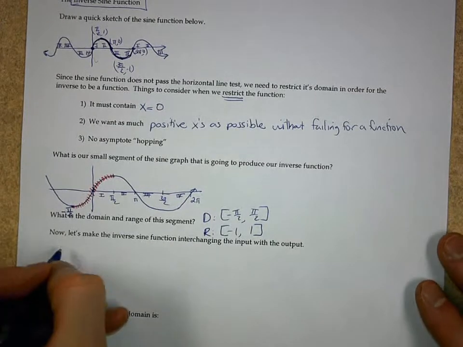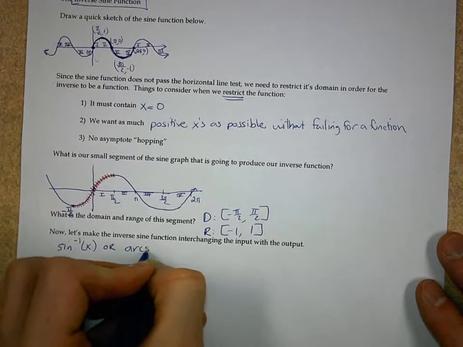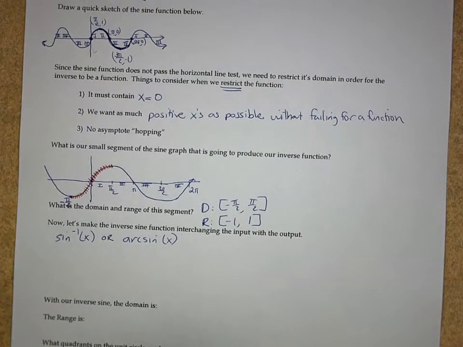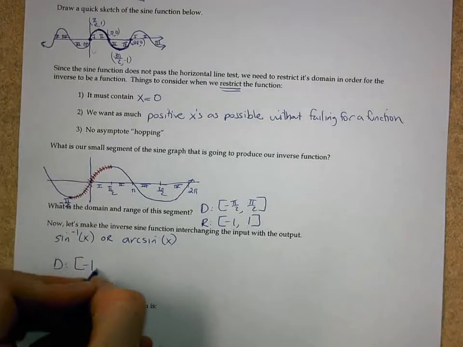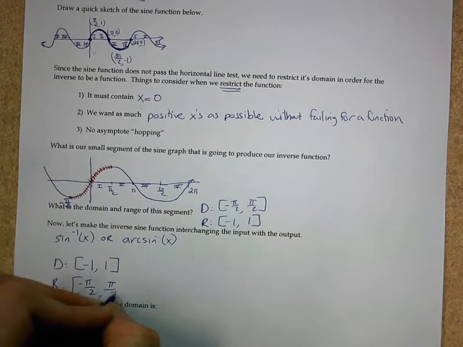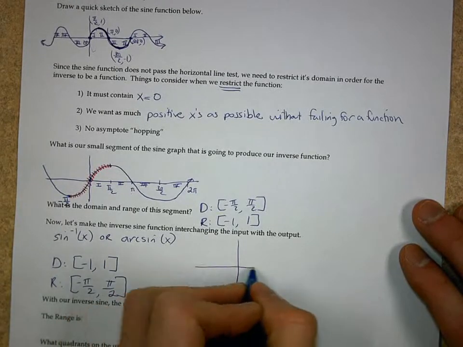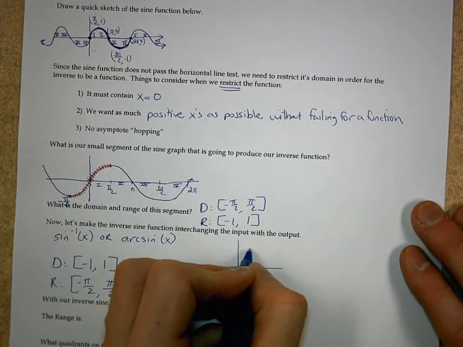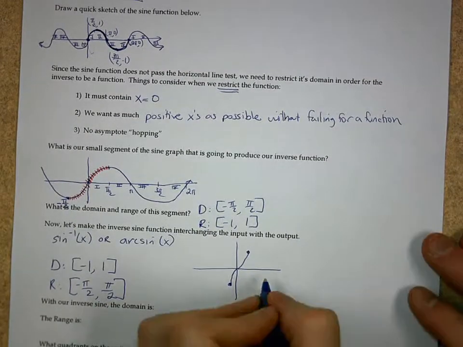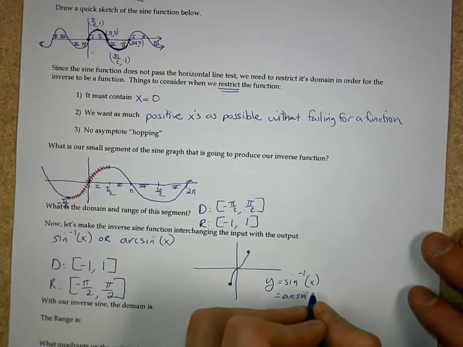So for the sine inverse function, sine inverse of x, or as we're going to say, the arcsine of x, the domain is going to become the range, and the range is going to become the domain. So the domain is going to go from -1 to 1, and the range will go from -π/2 to π/2. So what this graph is going to look like is this little segment. That right there is going to be the sine inverse of x, or the arcsine of x.